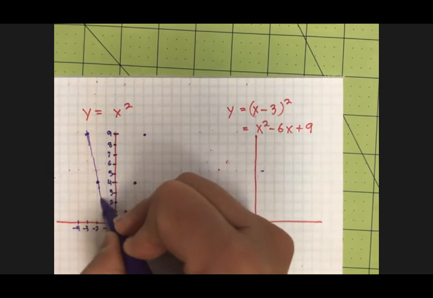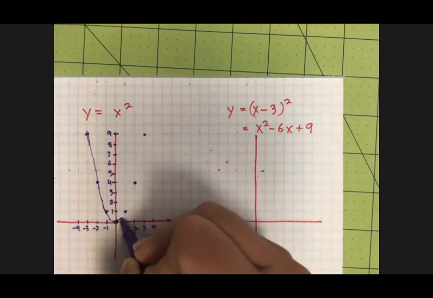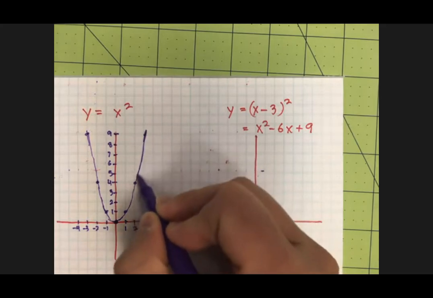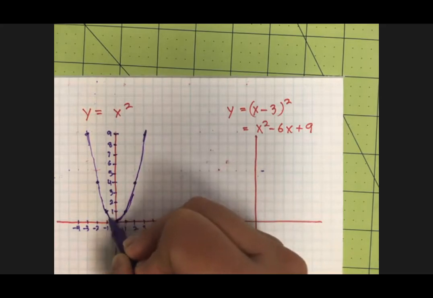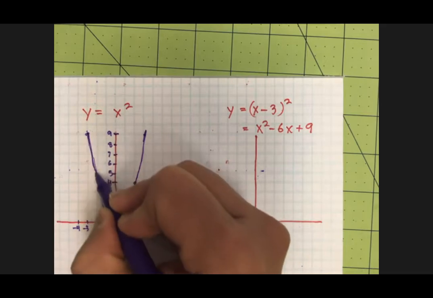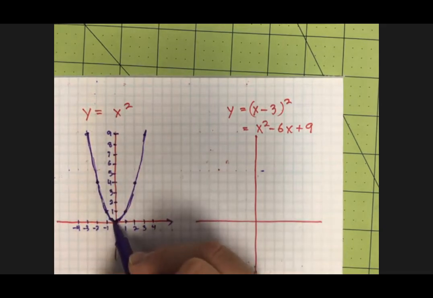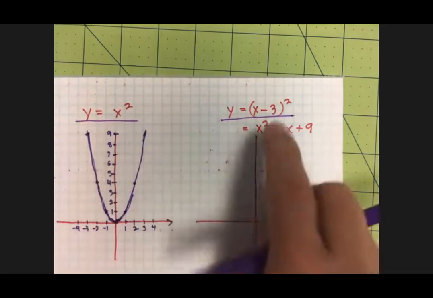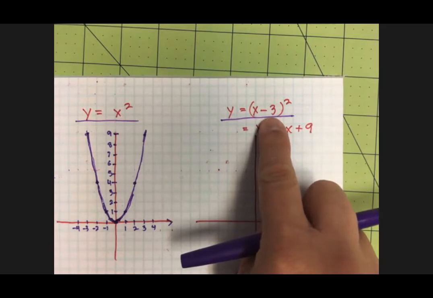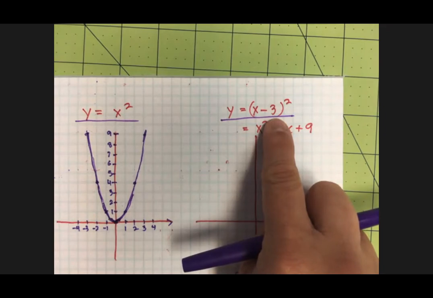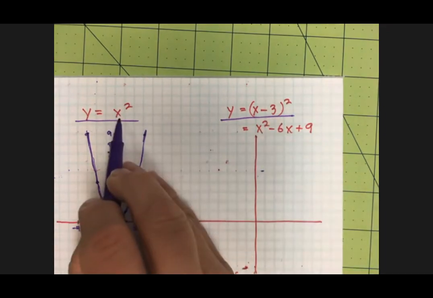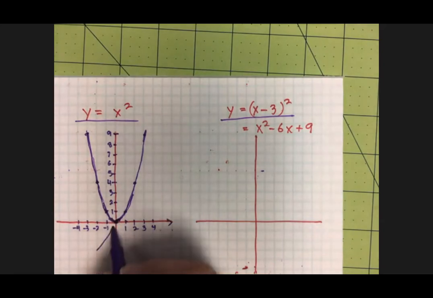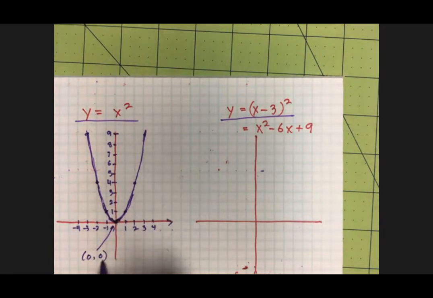Okay, draw the parabola. Make it smooth and symmetrical. Sketch over it a couple times to make it appear nice and smooth. What is the difference between y equals x squared and y equals x minus 3 squared? The difference is the center. This is centered at 0, 0. Well, centered, or the fancy word, is vertex.